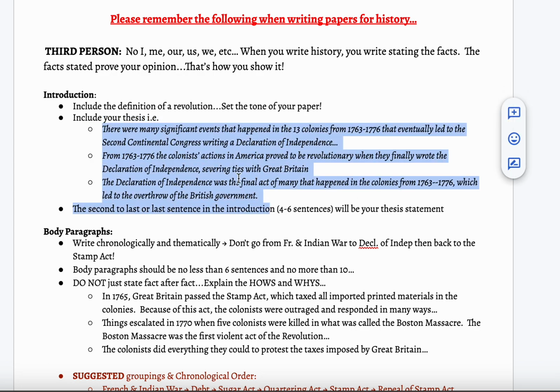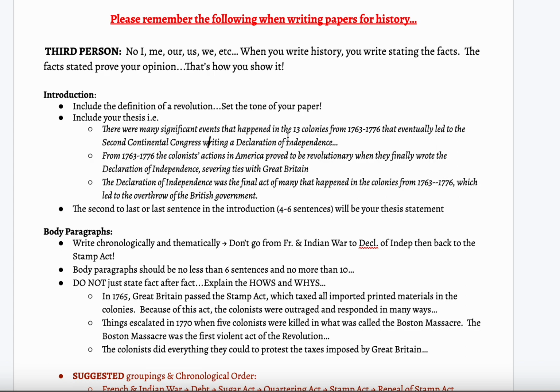These are examples. So there were many significant events that happened in the 13 colonies from 1763 to 1776. I'm already confusing you guys. I'll do that again. That eventually led to the Second Continental Congress writing the Declaration of Independence. I'm stating there were many events that happened during this time period, and it led to the Declaration of Independence. From 1754 to 1776, the colonists' actions in America proved to be revolutionary when they finally wrote the Declaration of Independence, severing ties with Great Britain. That means breaking away from Great Britain.